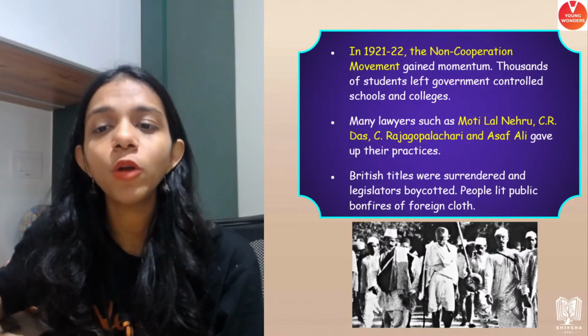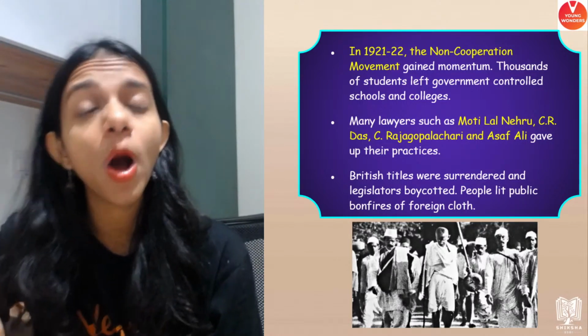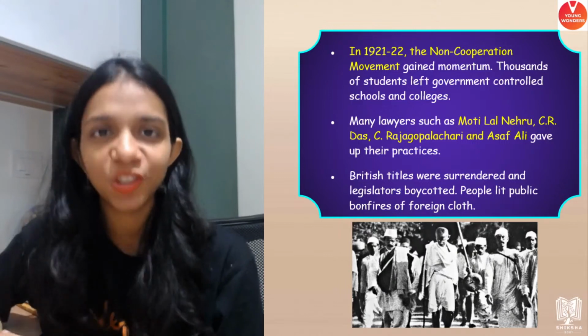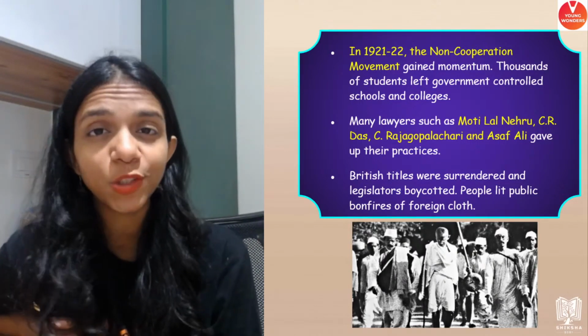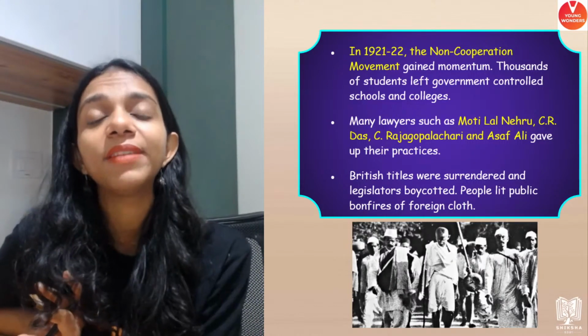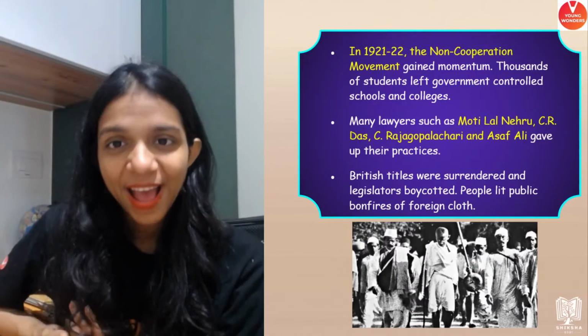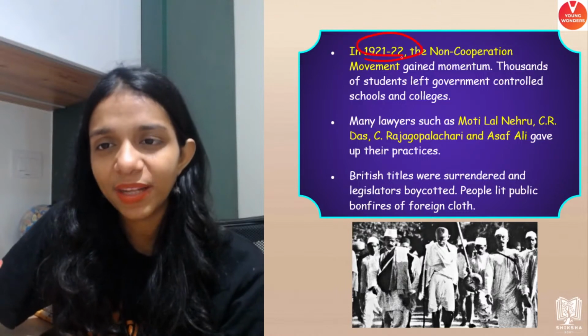Gandhiji said that non-cooperation is all about not cooperating with the British, not buying British goods, right? Not going to their colleges, not doing English education. Just stop cooperating with these Firangis who have come to India. Right? So that started in 1921-22.